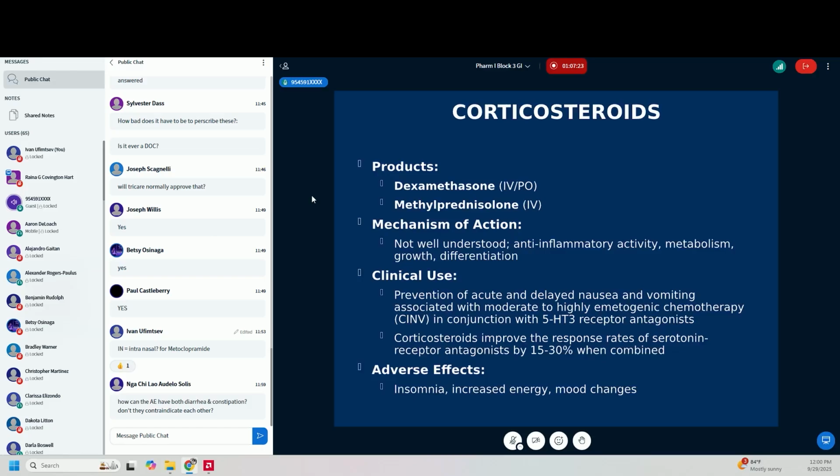Same thing with, I see the question here about diarrhea and constipation. These are not contraindications, which is when we talk about a drug having a contraindication with another drug or a disease state. These are two different outcomes that a person could potentially have whenever they are taking the medication. So it just depends on how that patient has responded to the medication.